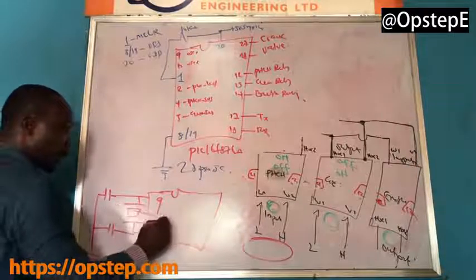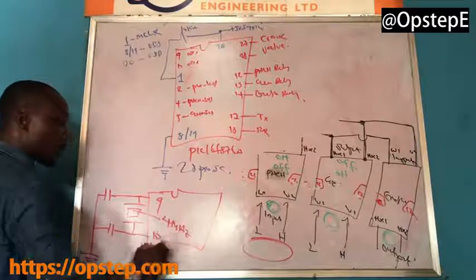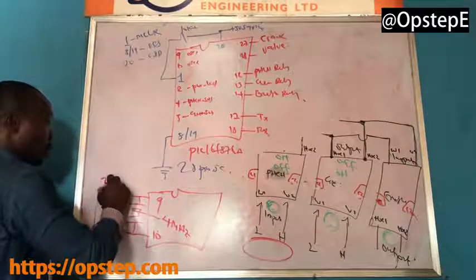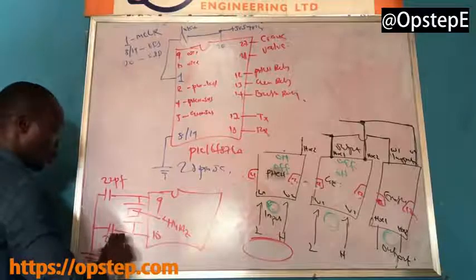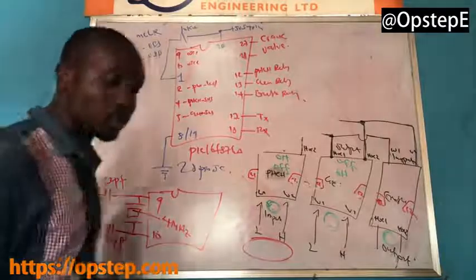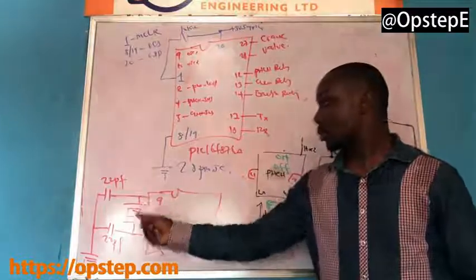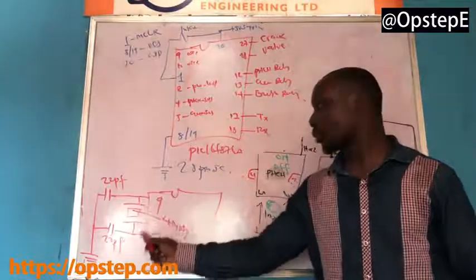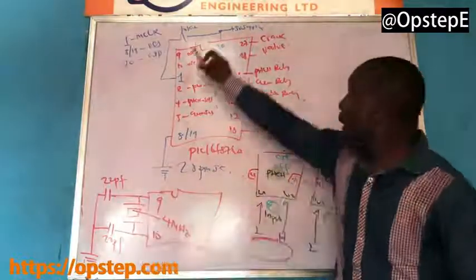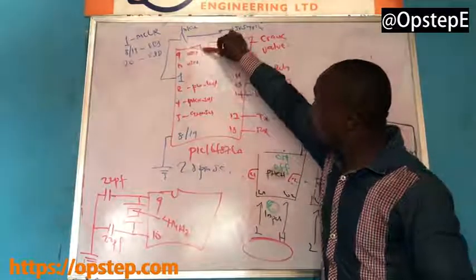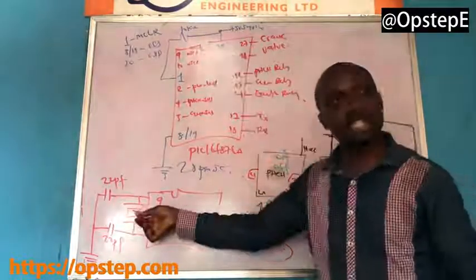This guy is your 4 megahertz crystal. This is your 22 picofarad capacitor. Is it clear? Crystal oscillator and capacitor across pin 9 and 10. That's why it's called oscillator 1 or oscillator 2. That's where your crystal oscillator and capacitor are connected.